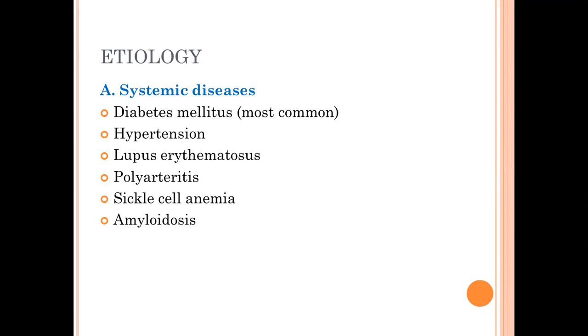Sickle cell anemia is a condition in which our body fails to produce enough healthy RBCs, as RBCs are responsible for carrying oxygen to our body.